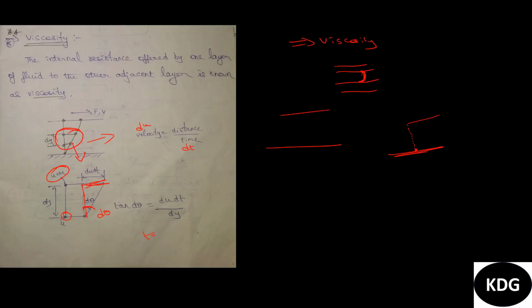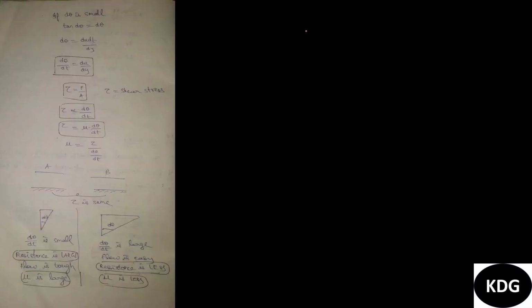So tan dθ equals opposite by adjacent, du dt by dy. This one we got. Next, if dθ is very small, tan dθ becomes dθ. If the angle dθ is small, it will always be small, so tan dθ equals dθ. So dθ will become equal to du dt by dy, and if you rearrange, dθ by dt equals du by dy.